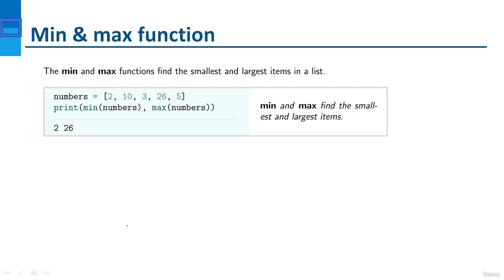And you can also find the maximum value or minimum value in the list of elements. So in these elements like 2, 10, 3, 26 and 5, min of numbers: what is the minimum element in the entire list of numbers? 2. And what is the maximum element in the entire list of elements? 26. So you can get 2 and 26 as results.